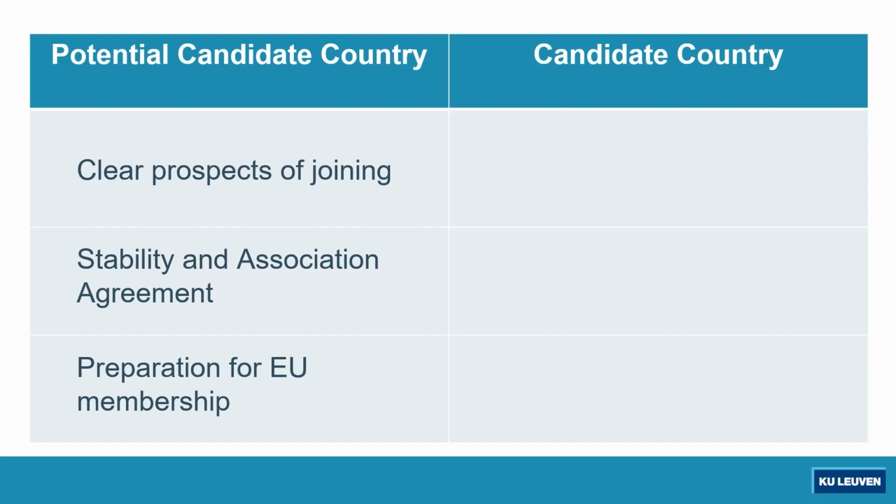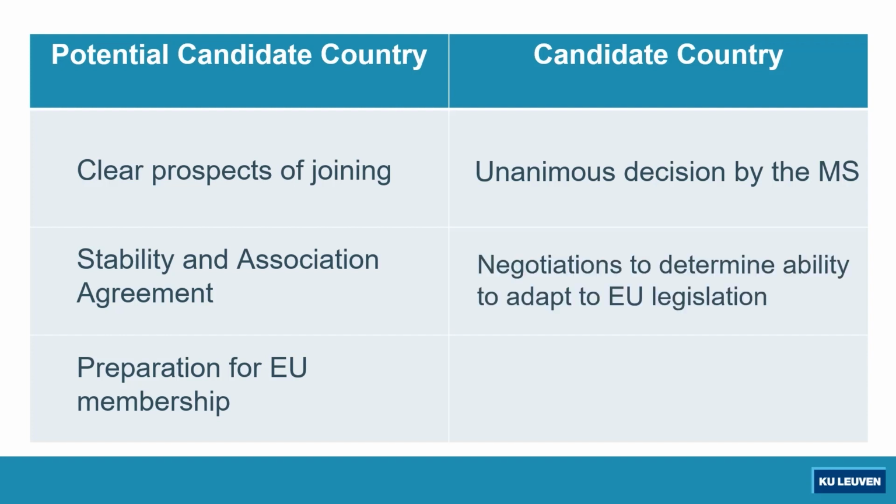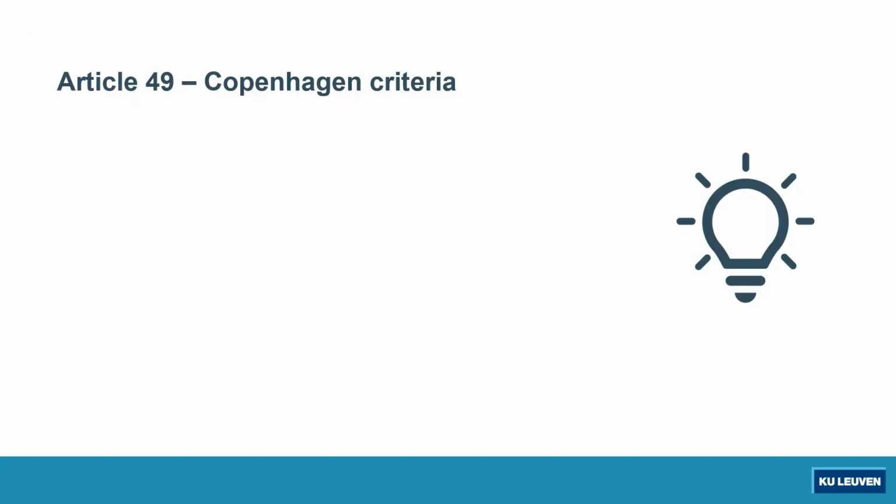When a country is ready, they can become an official candidate. All EU member states have to agree on this unanimously. Once they agree, member states' negotiations will initiate to determine the ability of the candidate country to implement and put EU legislation into national law. Candidate states must implement political, judicial, administrative, economic and other reforms to achieve this.